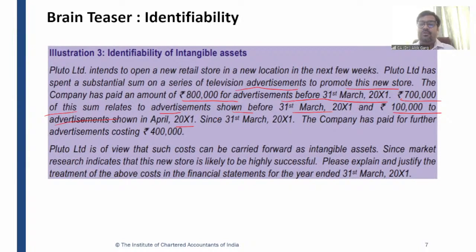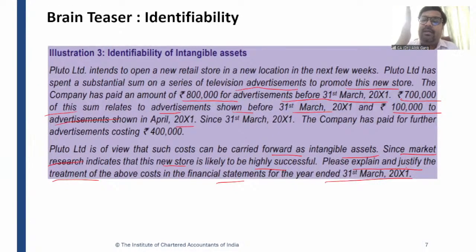Since 31st March 2001, the company has paid for further advertisement cost of rupees 4 lakh. Pluto Limited is of the view that such cost can be carried forward as intangible assets. Since market research indicates that this new store is likely to be highly successful, please explain and justify the treatment of the above cost in the financial statement for the year ended 31st March 2001.